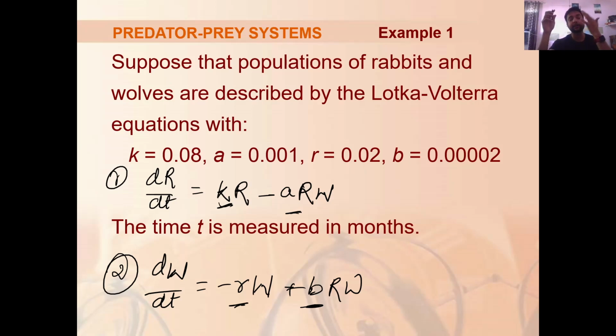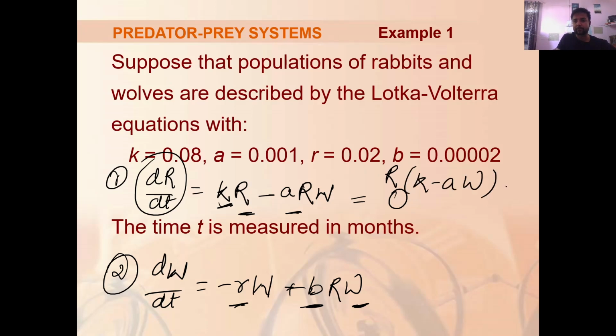If there is no rate of change, then definitely we can find out the value of R, the population of rabbit as of now, and the population of wolf as of now. If there is no rate of change, it means the derivatives are equal to zero. So let's take R common: R(k minus aW) equals 0, this is the first equation. And from the second, we can take W as common: W(minus r plus bR) equals 0.